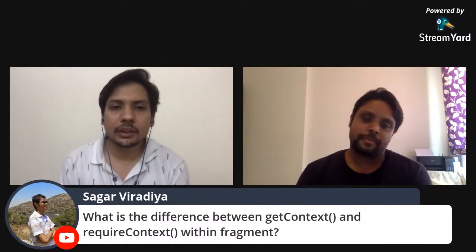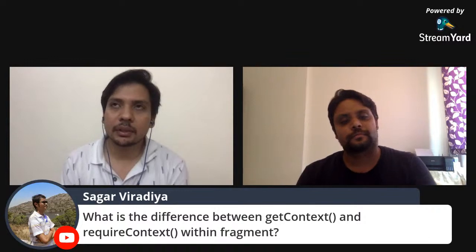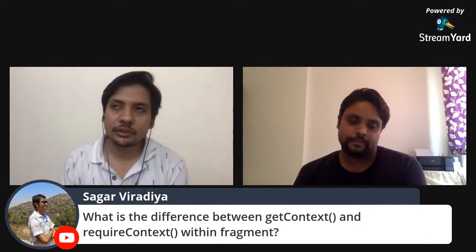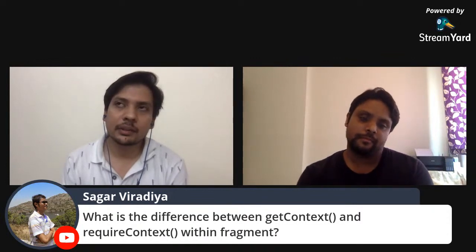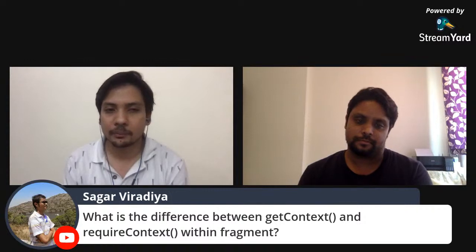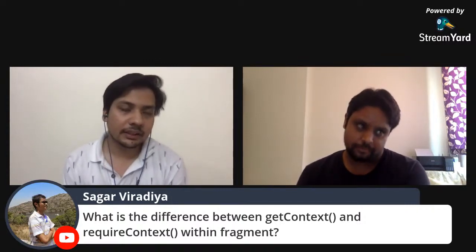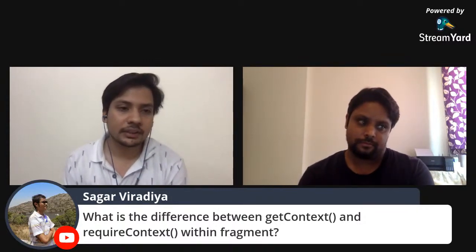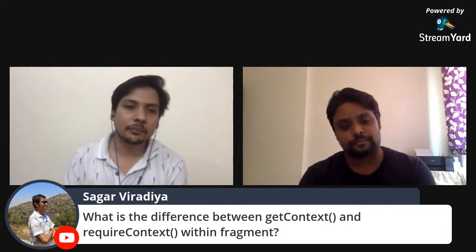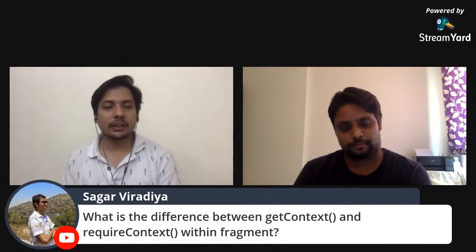I think require context is something which came after, since get context returns a nullable type of context. Require context was added in the support library to make sure the context which it returns is not nullable. Basically, it internally calls get context only, but if the context is null, it will just throw an illegal argument exception. So it's just a redirection so that you don't get nullable contexts.